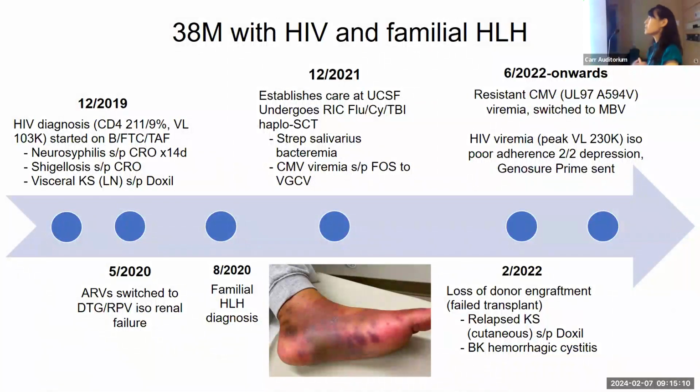symptoms, with multiple admissions for renal failure and elevated LFTs. While they're figuring this out, they switch him over to Juluca. And then a few months later, he is diagnosed with familial HLH. After that, he establishes at UCSF with our heme malignancy program with our stem cell transplanters, and he undergoes a reduced intensity haplo stem cell transplant from his father.